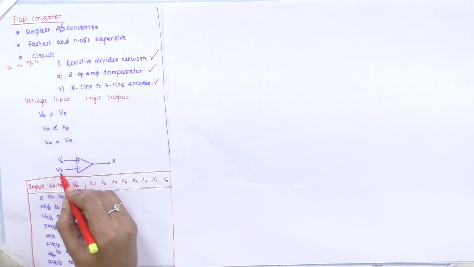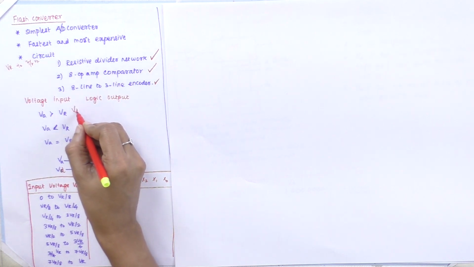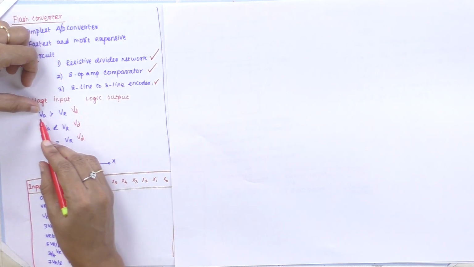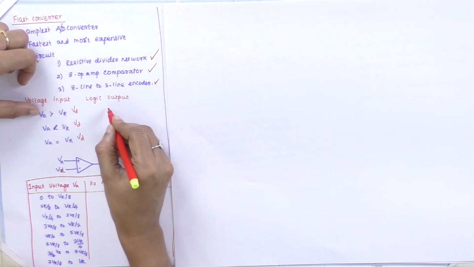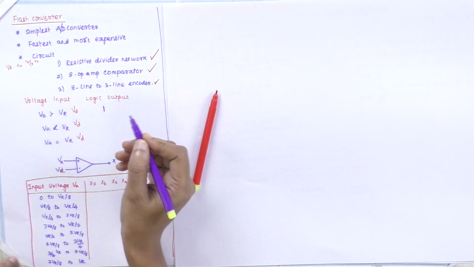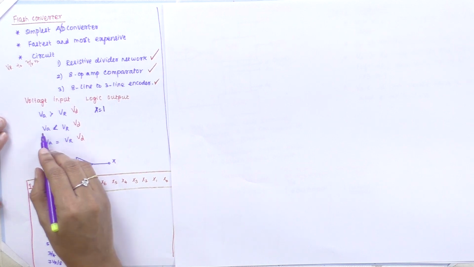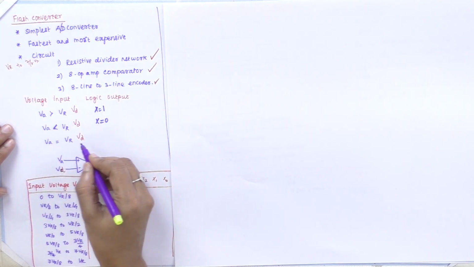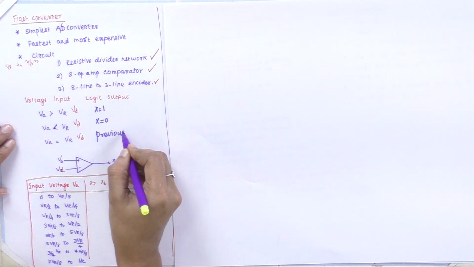As I mentioned, it's like a basic comparator circuit with VA. If VA, the analog signal, is greater than the reference, I can make my logic output X equal to 1. If VA is less than VR, in that condition X will be equal to 0. If VA is equal to VR, the previous value is maintained.